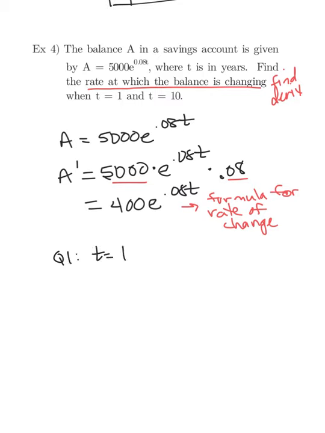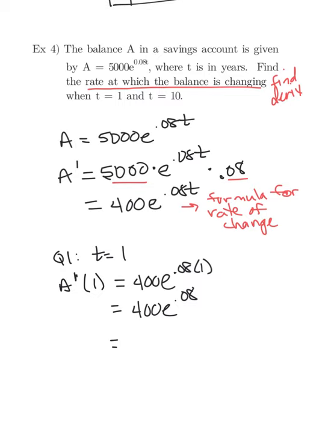So we're going to put 1 into that derivative. We're going to find a prime of 1. We're going to have 400 e to the 0.08 times 1, or 400 e to the 0.08. Put that into your calculator and you will get $433.31.